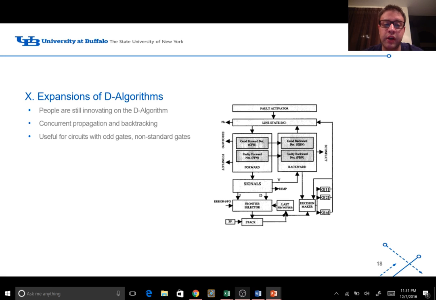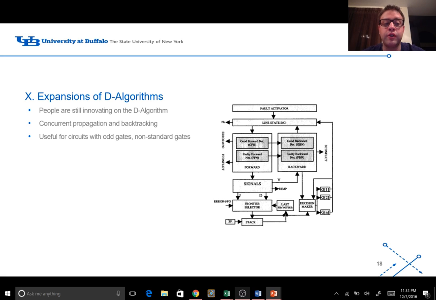Moving back to a D-algorithm-centered view, though, for the final topic of the paper, we look at expansions of D-algorithms, and just kind of keeping in mind that it is very relevant today. Even though it came out in the 60s, it's still in use today. People are still innovating on the actual algorithm itself. For example, people have recently found it's possible to concurrently propagate forward and backtrack through the circuit, just to save time, to save effort. Granted, that is only possible right now on circuits that are reconfigurable or written on reconfigurable hardware, but it's still making progress.